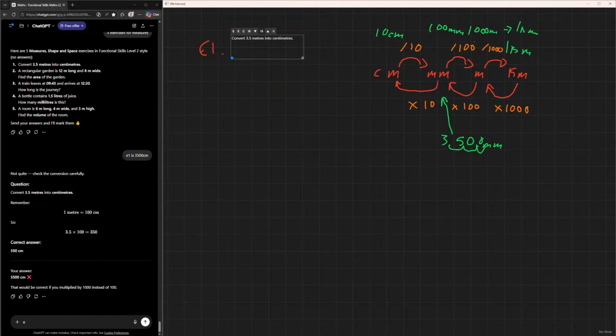Wait a second. So 3.5 is, but I didn't start from here. Start from here. I said it was 3. I think I know what I did wrong. It's because they put the dot there. It was just to trick me. So here is 3.5.